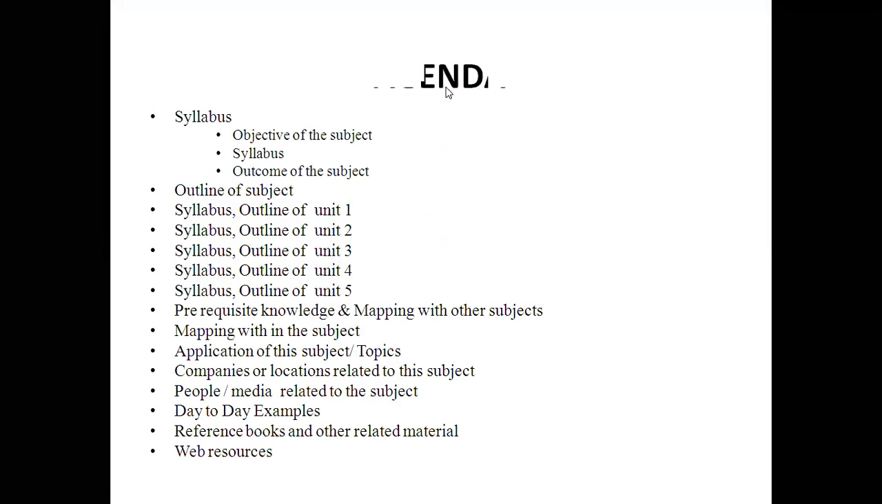So this is the agenda of the session. Syllabus. Under the syllabus, we will see the objective of the subject, syllabus, and the outcome of the subject. Next, we will discuss the outline of digital electronics. Then we will see each unit's outline along with the syllabus, so the outline of all the 5 units. Then it will be followed by prerequisite knowledge and mapping with other subjects.